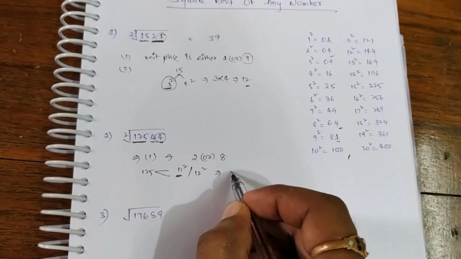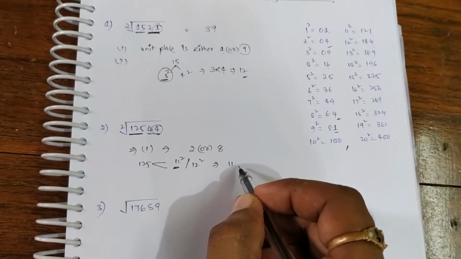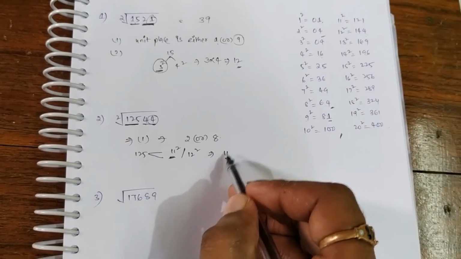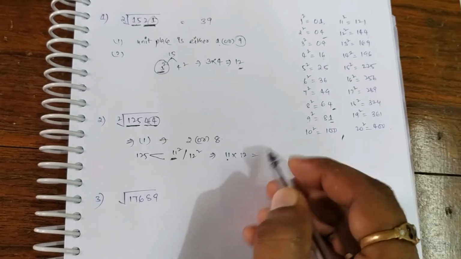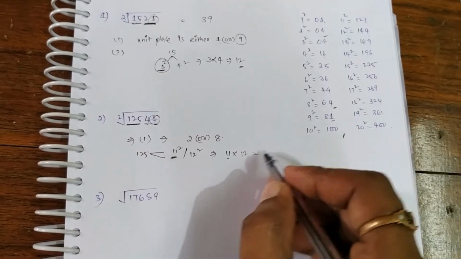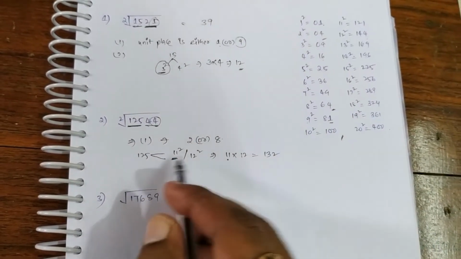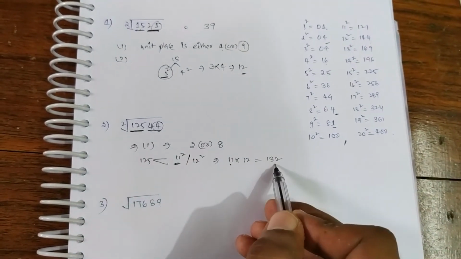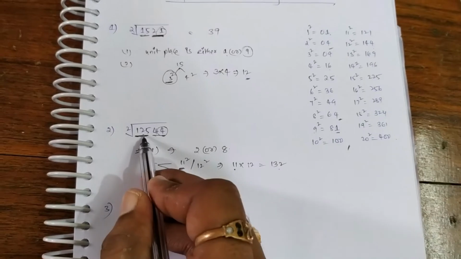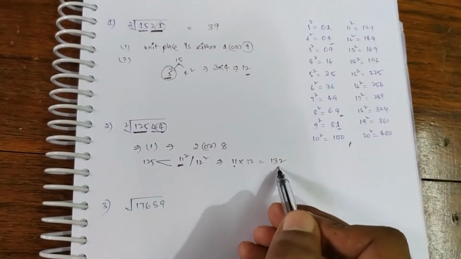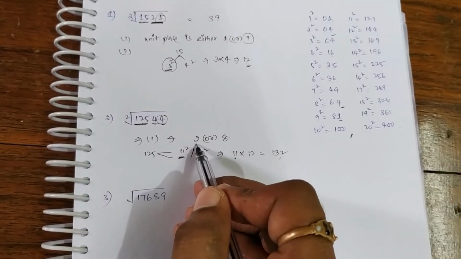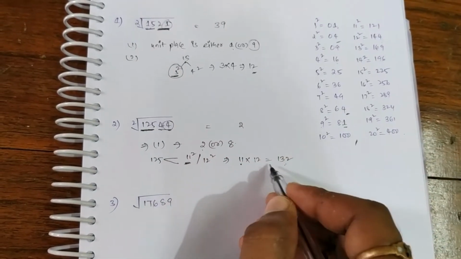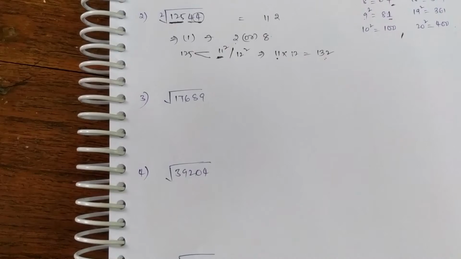So we are going to take 11. And the next step is multiply this number with the next number. 11 12s are 132. Then we have to check whether the remaining number is smaller or bigger than this number. Here the remaining number 125 is smaller than 132, so we have to take the lowest number. So we are going to take the unit place as 2, and the remaining number is 11.